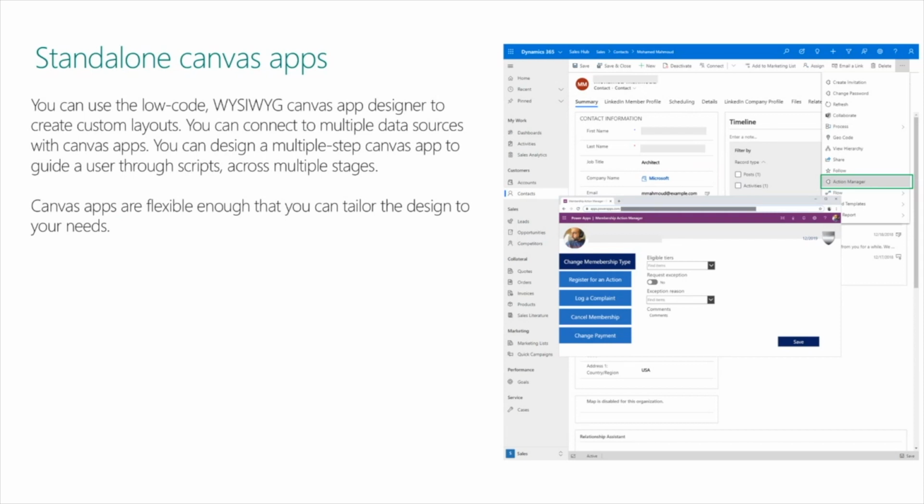You can also benefit from connecting multiple data sources with your Canvas app, so it's no longer limited to just the data and the information that you have available in Dynamics 365. You can design a multi-step Canvas app to guide the users through scripts across multiple stages. Canvas apps are flexible enough that you can tailor the design to your needs. As we can see here, this is just a pop-up of a Canvas app that is fully customizable. You have all of the options on the left side of the Canvas app, and then you can have multiple stages per each action.